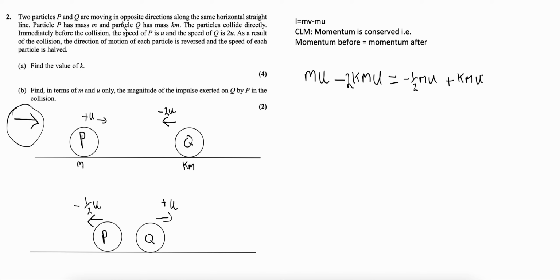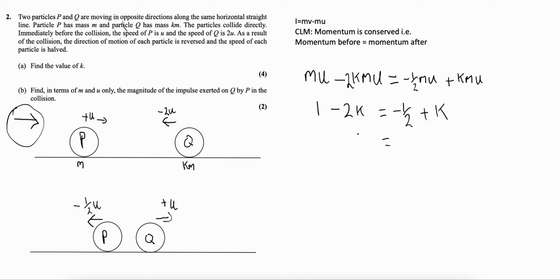As with many of these, because P and Q are multiples of m, there is an m in every term, so you can divide by m. You will also notice that since the velocities are multiples of u, you can divide everything by u as well. So dividing everything by mu gives you 1 minus 2k equals minus a half plus k.